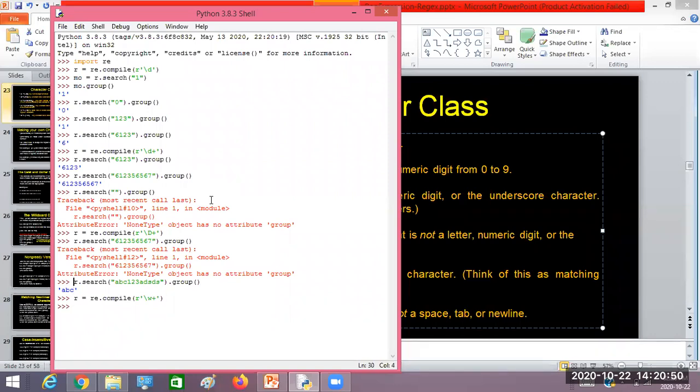Now let us understand with an example. What will it produce? Can you tell me the output of this one? So the pattern is \w plus. \w matches any uppercase letter, lowercase letter, digit, or underscore. And the plus mark represents one or more occurrences of the previous pattern.